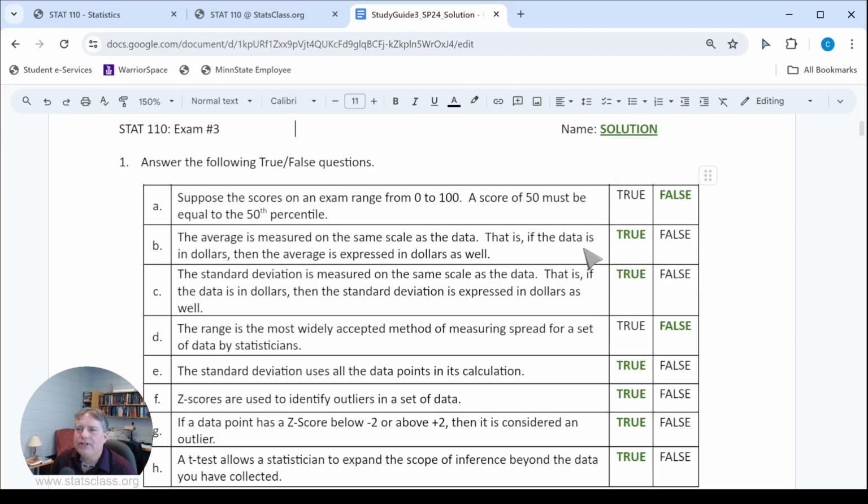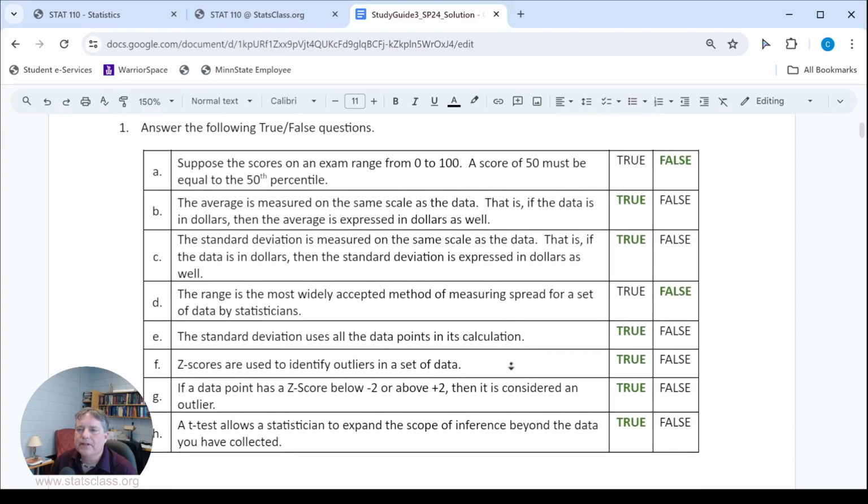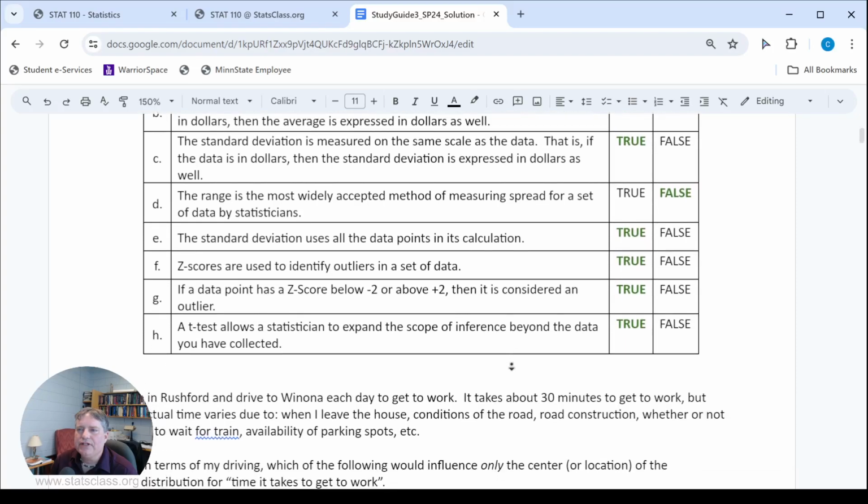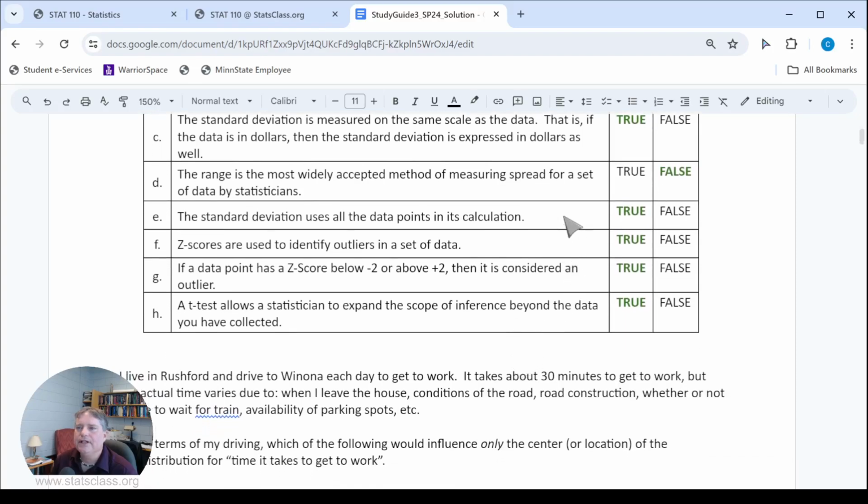B, the average is measured on the same scale as the data. Yes. If data is measured in dollars, then the average will be expressed in dollars as well. Standard deviation is also measured on the same scale of the data, so that is true. D, the range is the most widely accepted method of measuring spread. That is false. That would be the standard deviation is the most widely used method to measure spread. E, that is true. The standard deviation uses all of the data points in the calculation. Again, the standard deviation is just the average distance back to the middle, and it does use all of the distances back to the middle in its calculation.